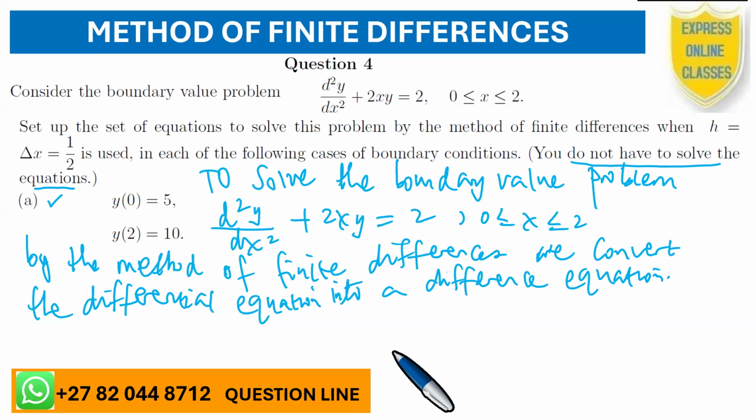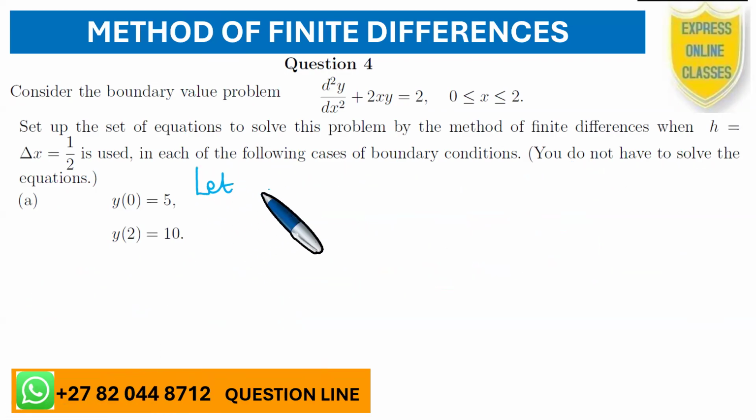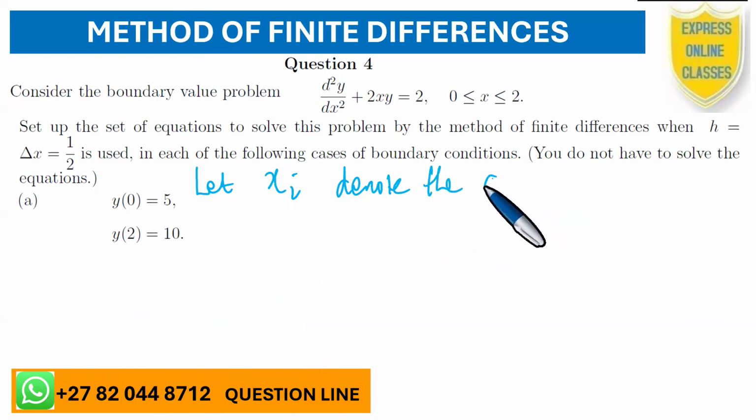Now I want us to give a brief description of the actual conversion technique that we use. I think that it can always be of great assistance in this case, so we can just make things easier. Let xi denote the grid points.